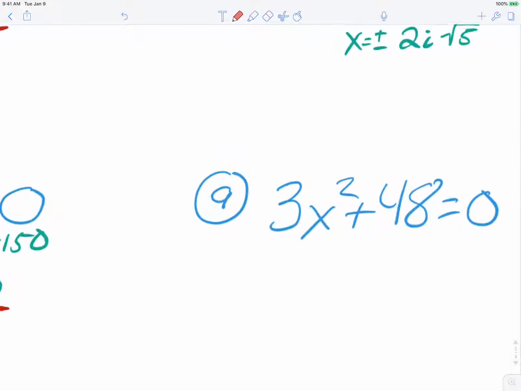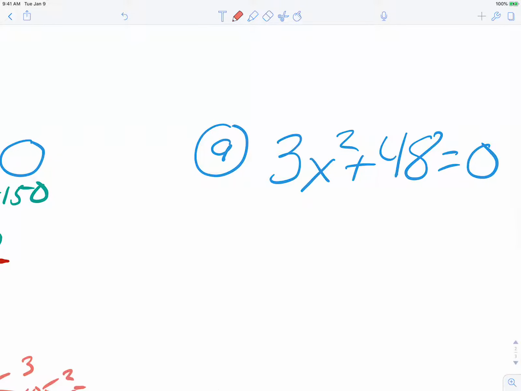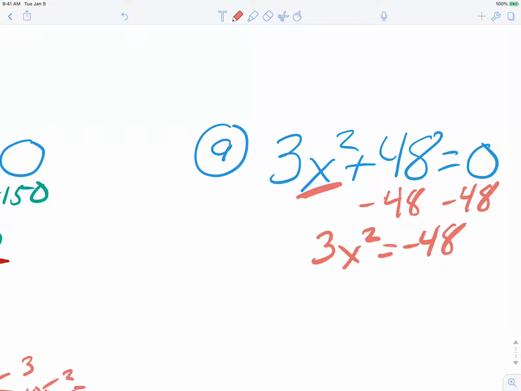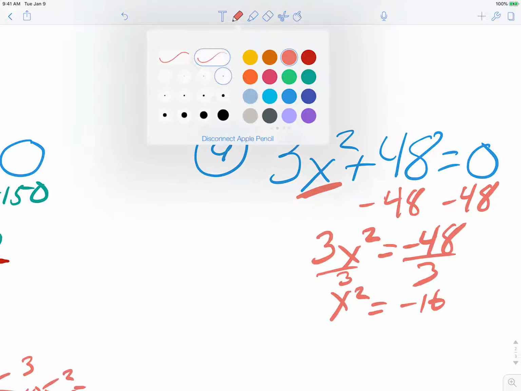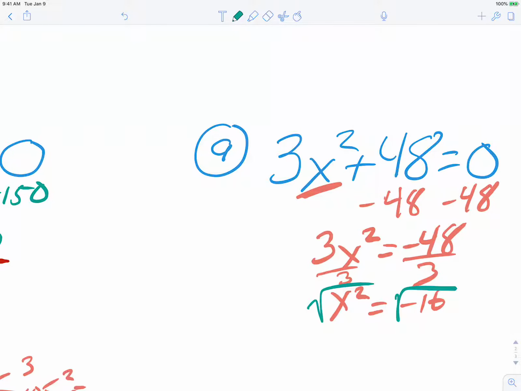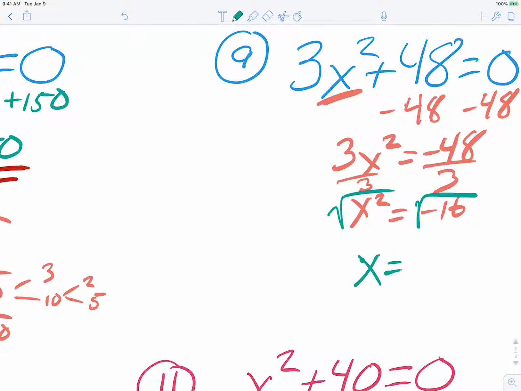Okay, number 9. 3x squared plus 48 equals 0. I'm going to subtract 48 from both sides. Again, this only is working because there's only one term with an x. If you have more than one term, you have to do some factoring. So we have 3x squared equals negative 48. And then if we divide both sides by 3, we get x squared equals negative 16. And if we square root both sides, 16 you can find the square root of. It is 4. And the negative becomes an i. Square root of negative 1 is i.